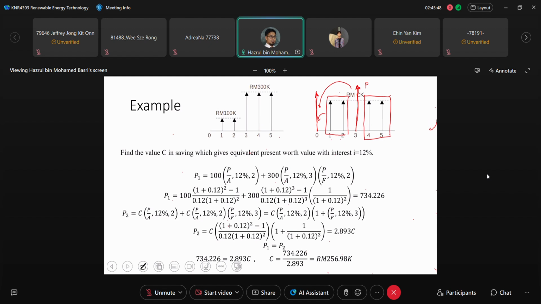Okay, are you ready? Let's start with step number 1. Step number 1 consists of taking these two cash flows, bringing them together, and calculating the present value.